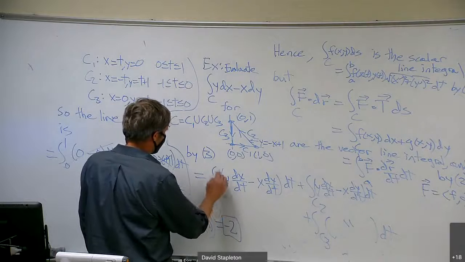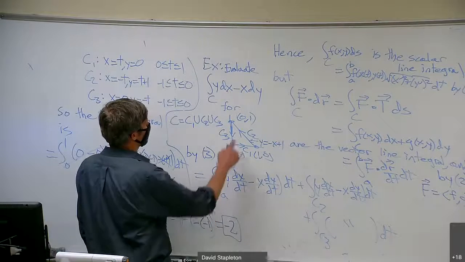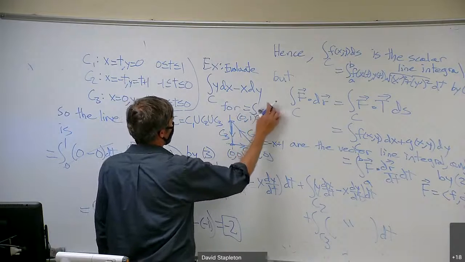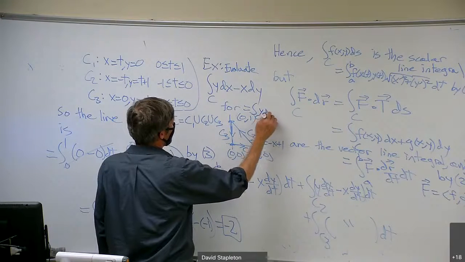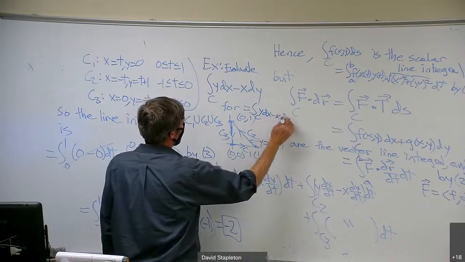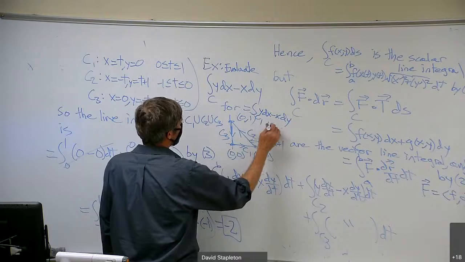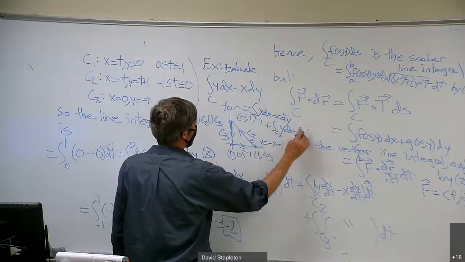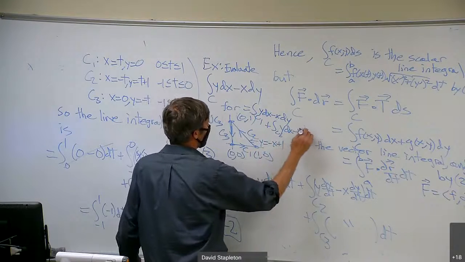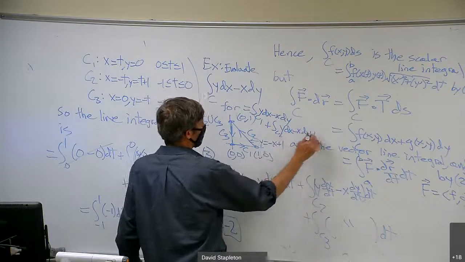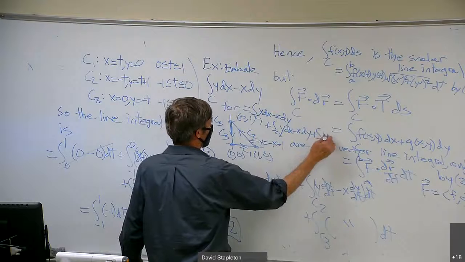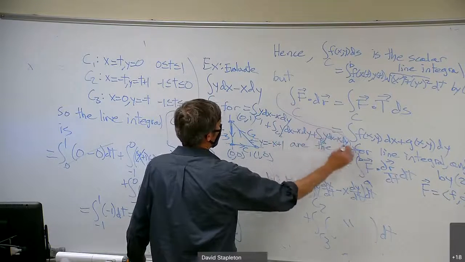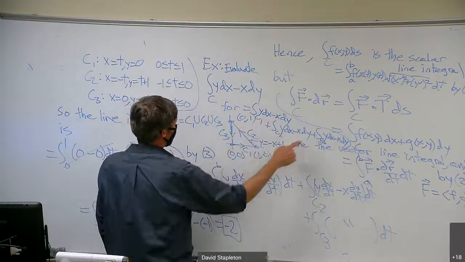This should be from A to B along C1. I guess what I should do is up here, say this is the line integral of y dx minus x dy along C1, plus the integral along C2, the same, y dx minus x dy. Oops. Plus the integral along C3, y dx minus x dy. So I'll write this one as the sum of these three integrals.